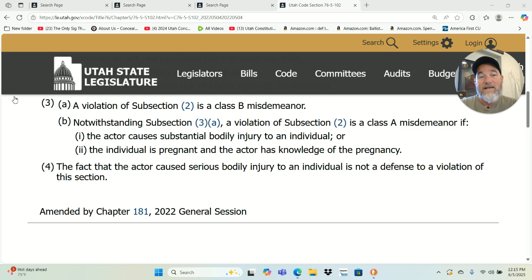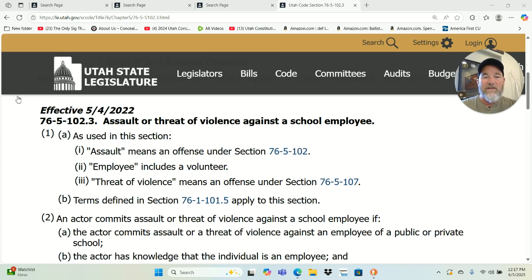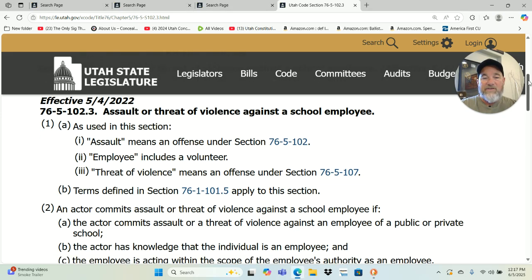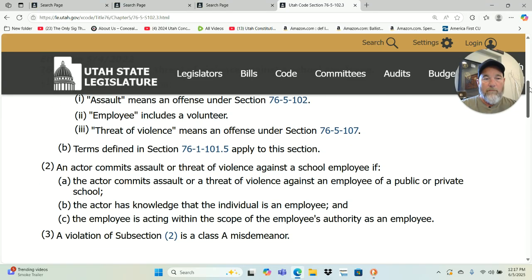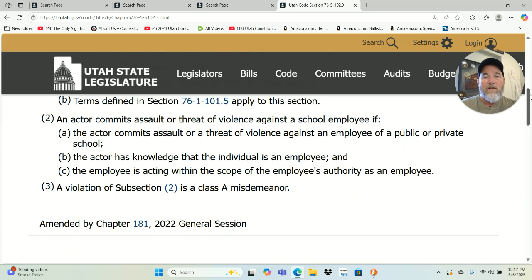An assault becomes a Class A misdemeanor if the actor causes substantial bodily injury to the individual, or if you assault a woman that is pregnant and you have knowledge of the pregnancy, that would be a Class A misdemeanor. Assault or threat of violence against a school employee. Okay? They make these charges one degree higher in severity, and it's a little bit more serious if this assault or threat of violence is against a school employee.